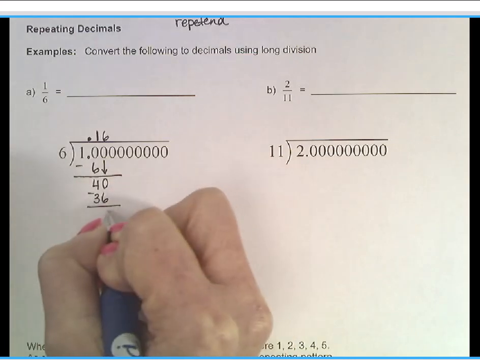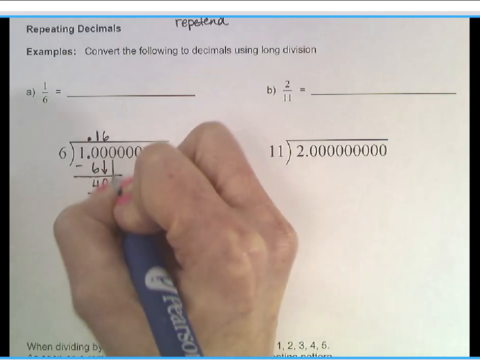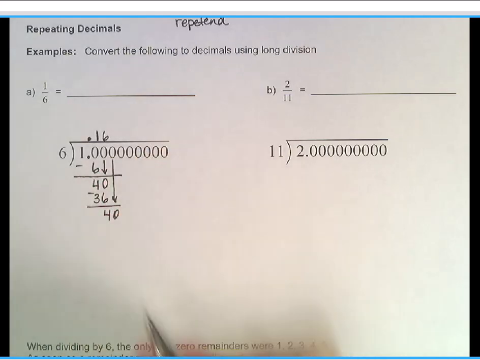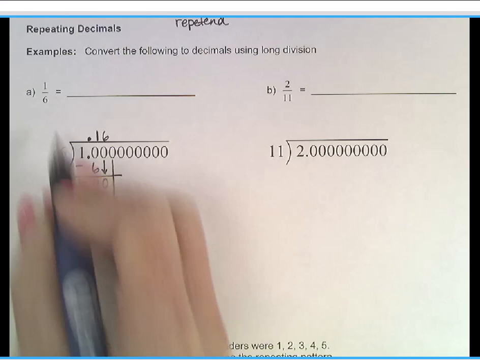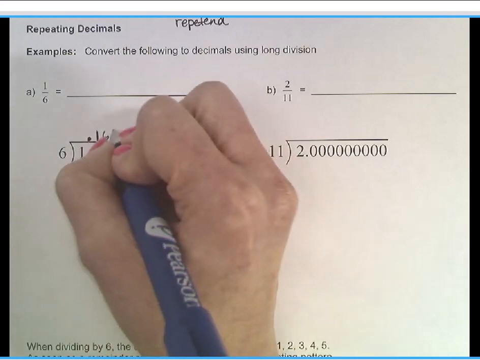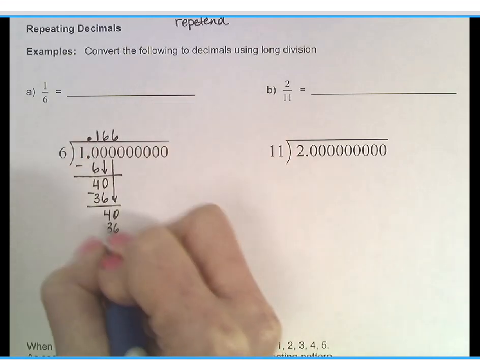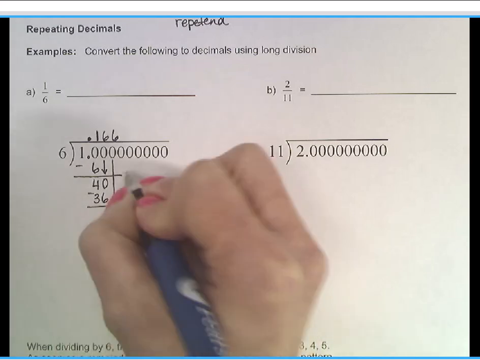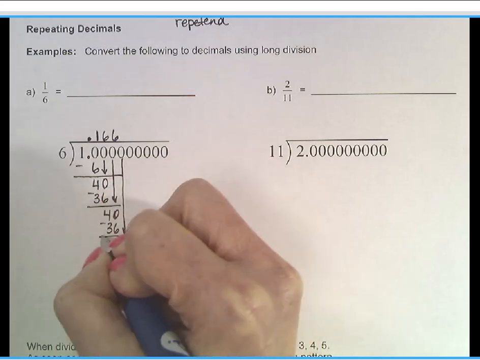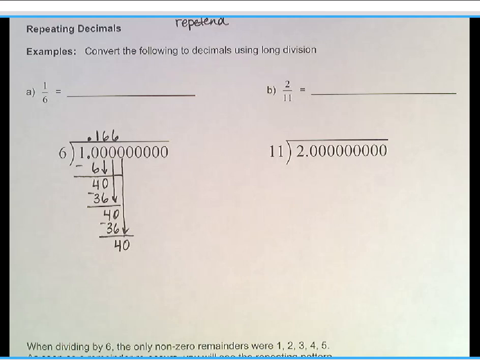And what do you know? We get a remainder of 4 again, which means then I would carry down a 0. And I get another 40. If I divide again, I'm going to get another 6, and then a 36, and then a 4, and then I'm going to carry down. Do you see how repetitive this gets? Why are you going to keep going? The same thing's going to keep happening. You're going to keep getting 6s and 6s and 6s.